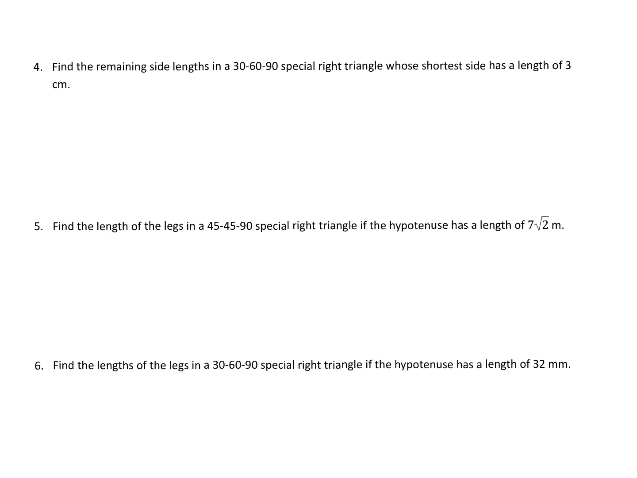Let's go ahead and do some examples with our special right triangles. So we want to find the remaining side lengths in a 30, 60, 90 special right triangle whose shortest side has a length of 3 centimeters. So in a special right triangle, we're never going to solve for the angle measure because we are given our angle measures. They're 30, 60, and 90. So we'll label our 30 and our 60. So we know the shortest side is 3.